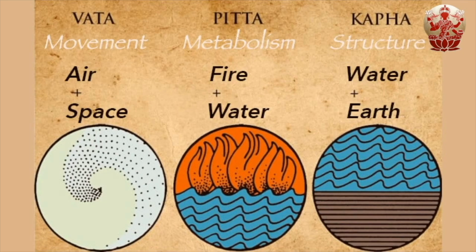So the 3 doshas are derived from the 5 elements. The 5 elements organize themselves into 3 essential principles of life, which again are movement, metabolism, and structure. And that's Vata, movement, Pitta, metabolism, and Kapha, structure. So these 3 principles of Vata, Pitta, Kapha, which we can think of as air, fire, and earth, are the forces that govern every natural function and regulate every process within our mind and our body.